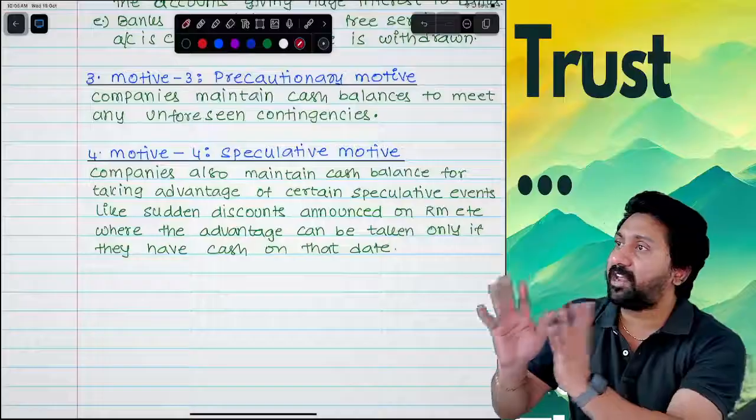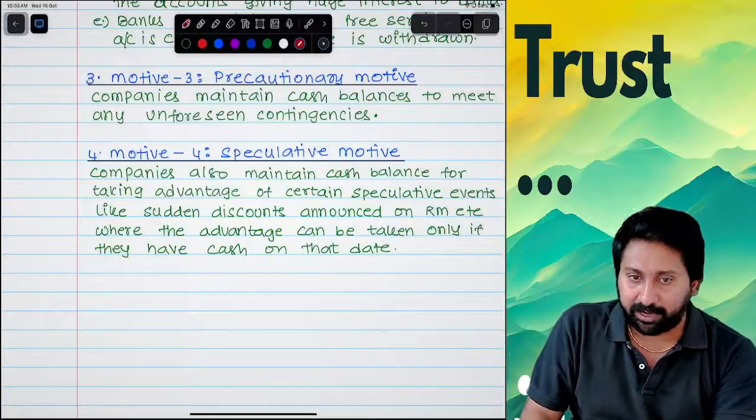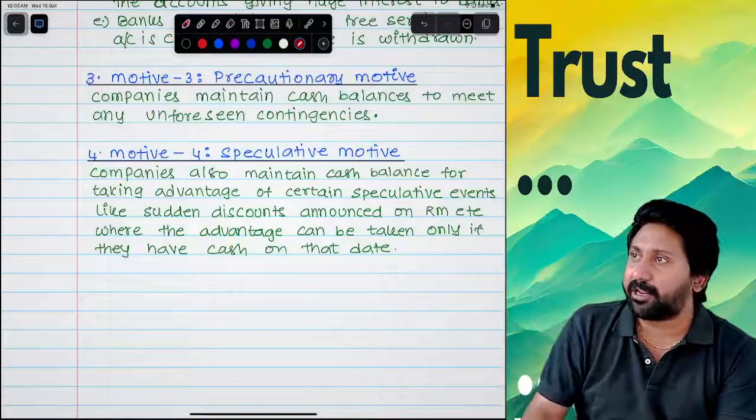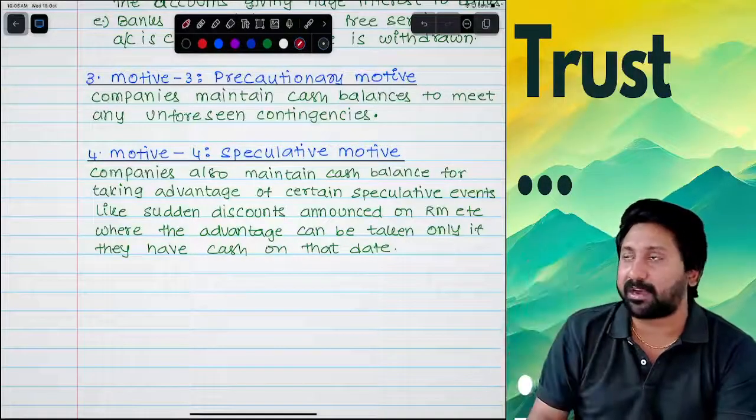I kept 50 lakhs in marketable securities. Whenever I want 10,000, I will sell 10,000 worth of marketable securities. If I want 200 rupees, I will sell 200 rupees worth of marketable securities.